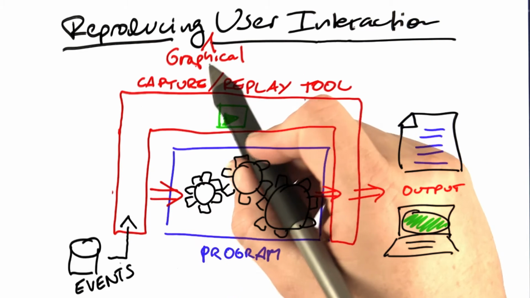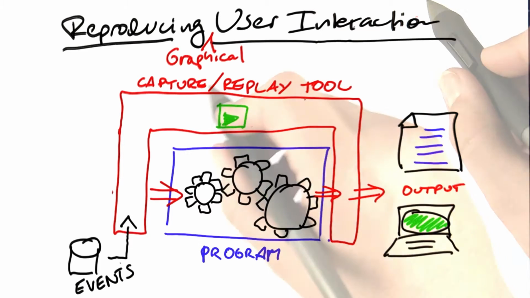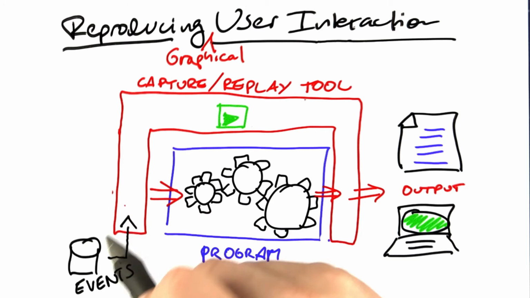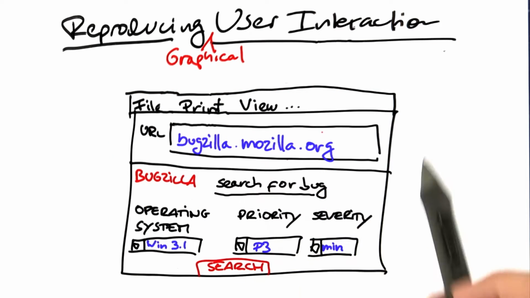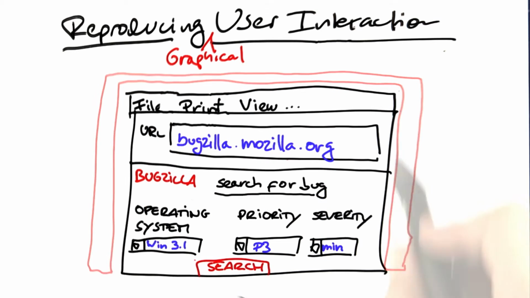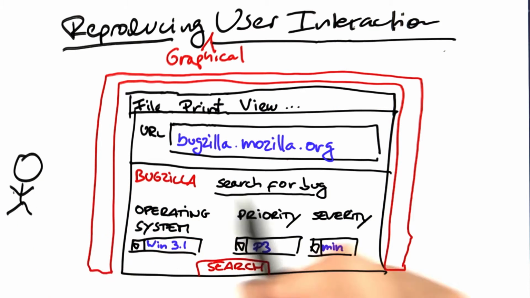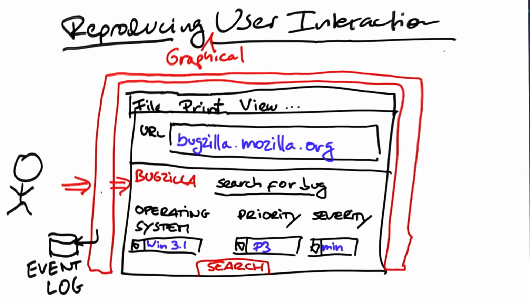However, as it comes to reproducing graphical user interaction, it becomes hard to decide what kind of events to record and to replay. Suppose you have a graphical user interface for a web browser. You have a capture replay tool that interposes itself between the user and the program and stores all events coming from the user in an event log such that they can be later replayed. The problem is, what is the abstraction level you're going to choose for your events?